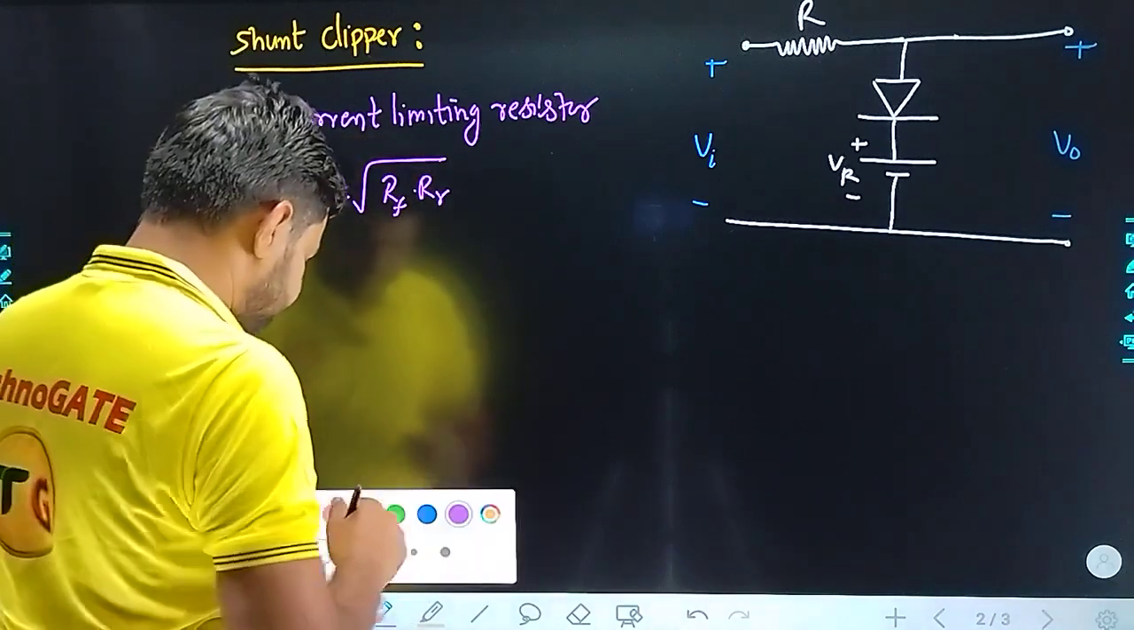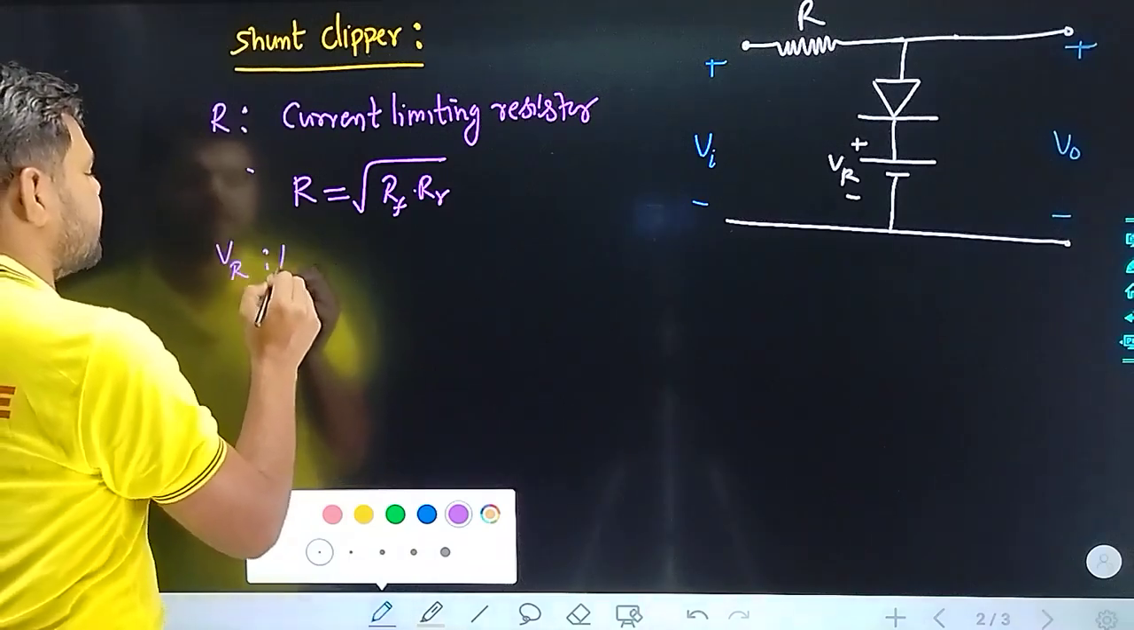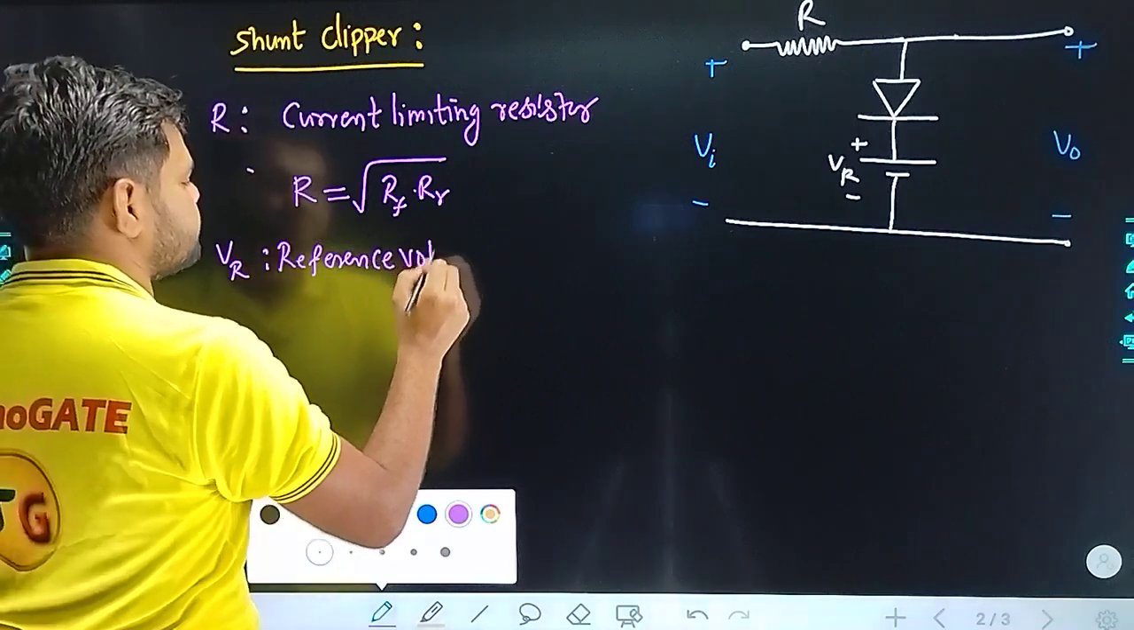Now we see what VR is here, guys. VR is the reference voltage.